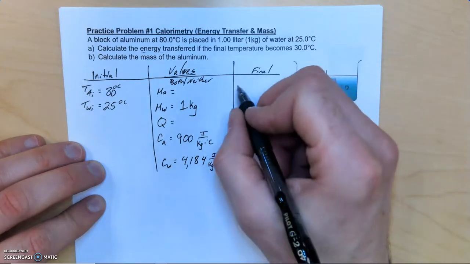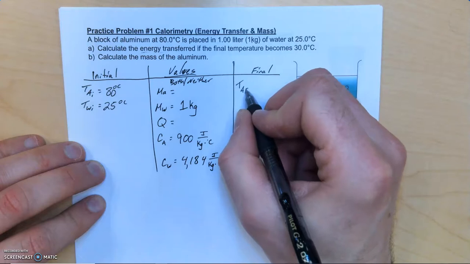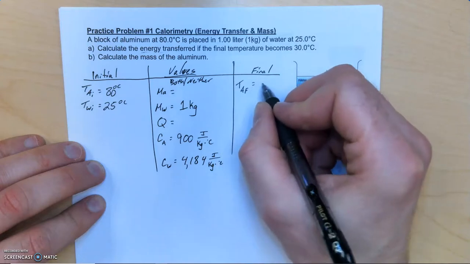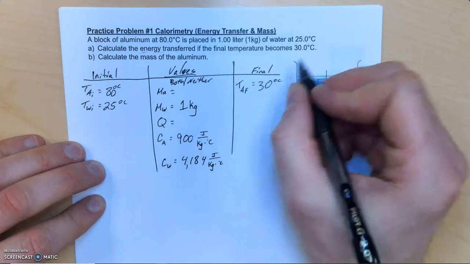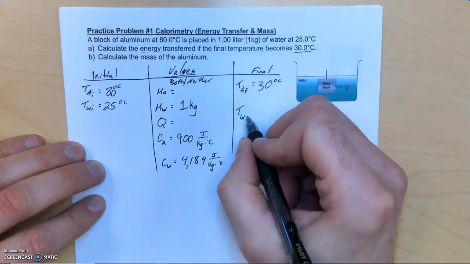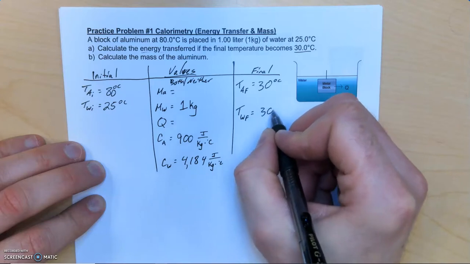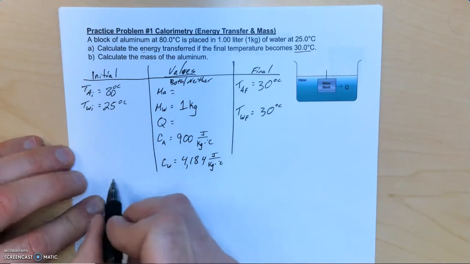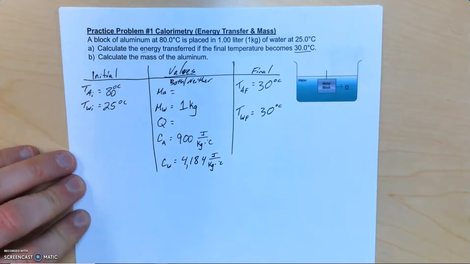And the final thing, what's the final temperature of the aluminum? Aluminum final, we know it's going to be 30 degrees Celsius. It says that right there. And of course, the final temperature of the water is also the same. All right, so those are our known values.